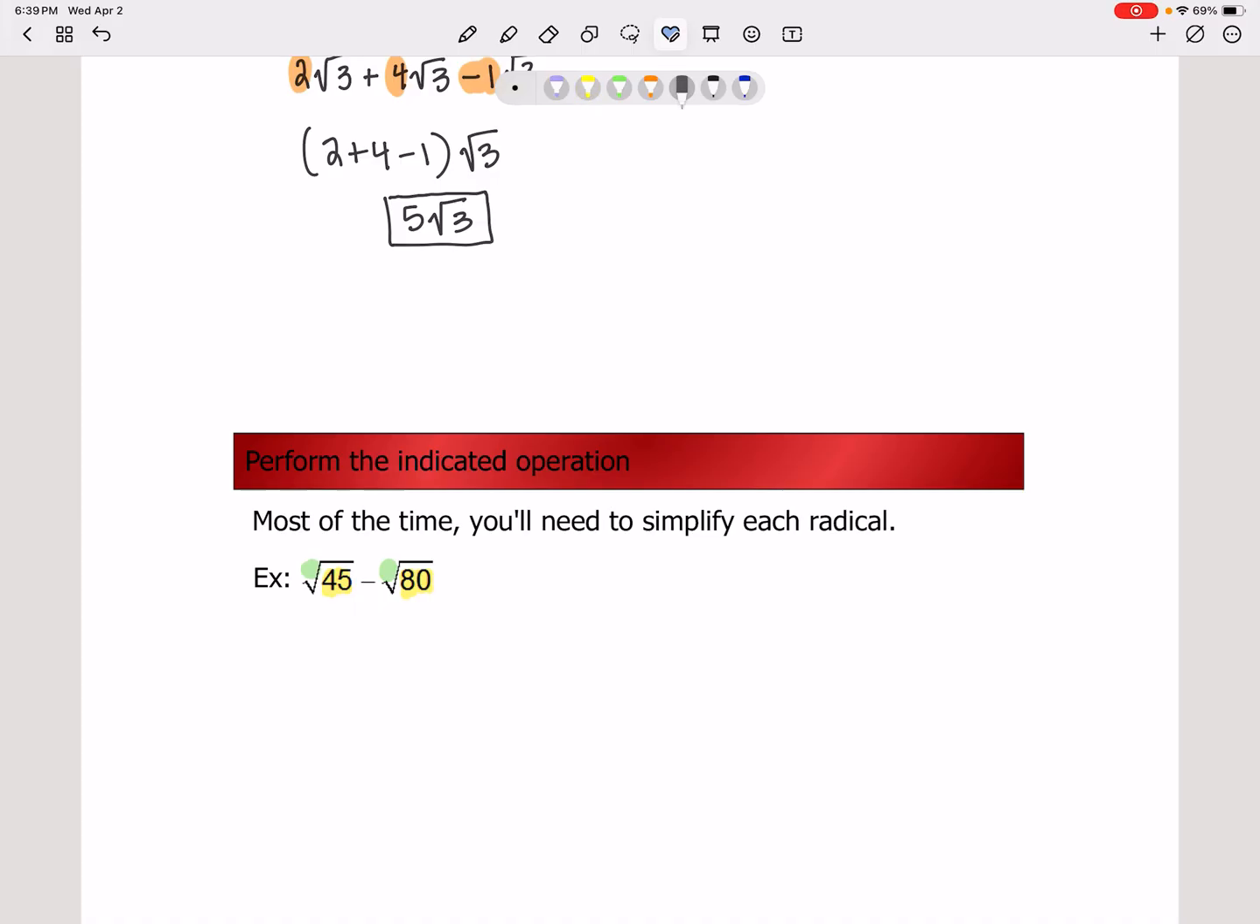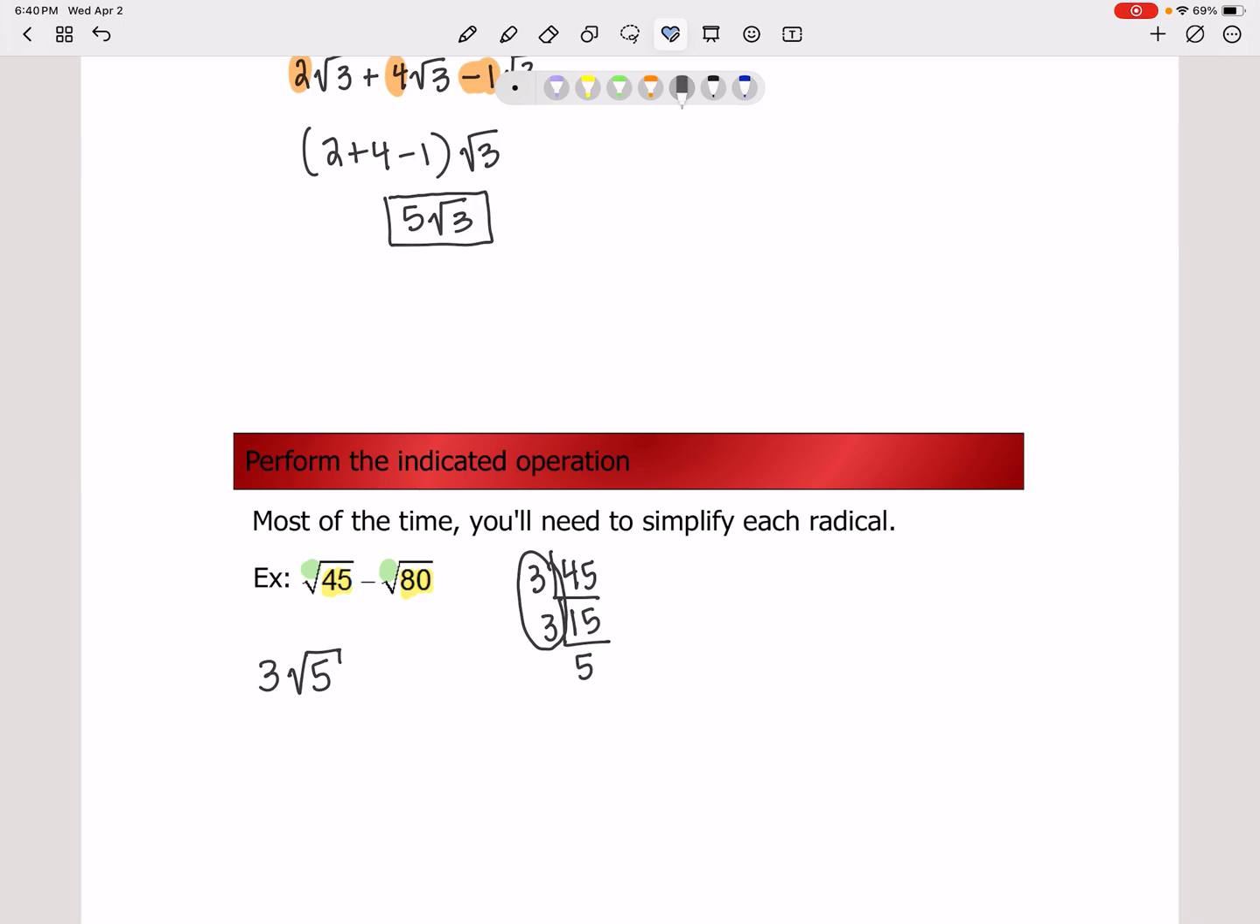So we're going to break down a 45. 3 goes into 45 15 times. 3 goes into 15 5 times. So the first term is going to break down to be 3 on the outside times the square root of 5.